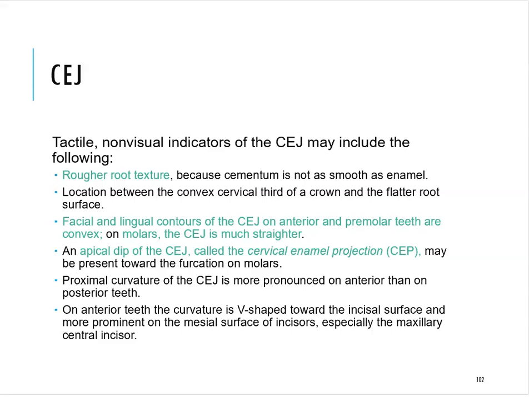Let's see what else we should know. As we said, the CEJ has a rough tooth texture. On the molars, the CEJ is a lot straighter, so you can't feel it as much, but on the anterior and premolar teeth, it does have that bump, so you are able to feel it a lot more. And sometimes when you're feeling for the CEJ and you get that dip, where your Explorer just dips in, that dip is known as your cervical enamel projection, or CEP, and that is present on the molars, towards the furcation on molars.